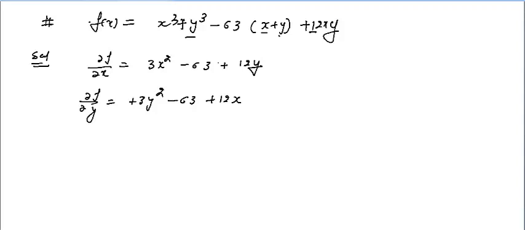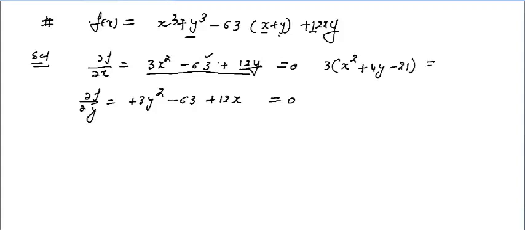Now step number 2: you will put these equal to 0 and solve these equations. How you solve this is up to you, how effectively and how smartly you use this. Let's solve it. What you will do here, 3 is common. So you get 3 common: x square plus, you can write the y term first, 4y, and 3 is common from 63, you get 21, equal to 0. So 3 is common from here, and you are getting y square plus 4y minus.